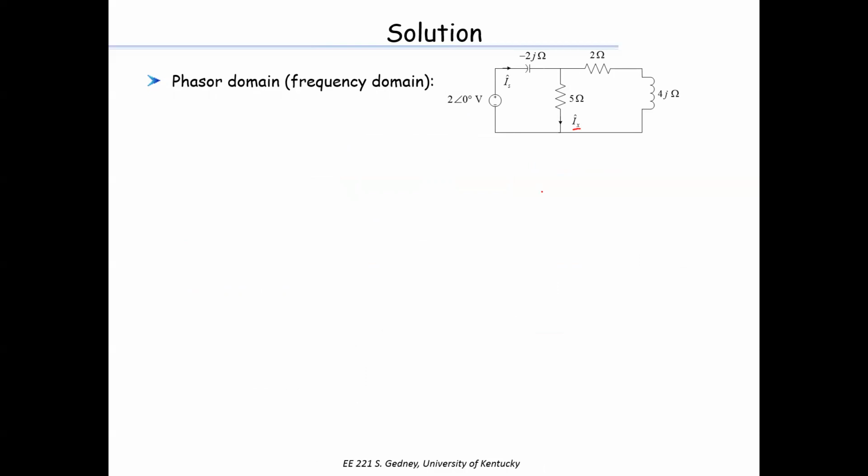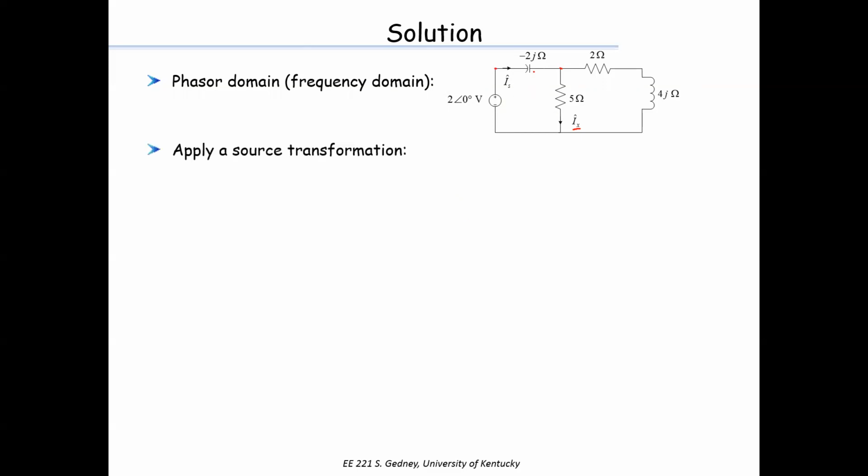How am I going to do that? Well, I can do a mesh analysis, or I have 2 loops. I can do nodal analysis. I have 2 nodes, right? 1 reference node plus a node here, and this is the constrained node, which is 2 volts. Or I can just use circuit reduction. Well, let's just do circuit reduction.